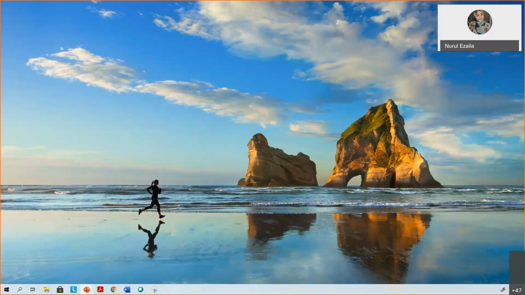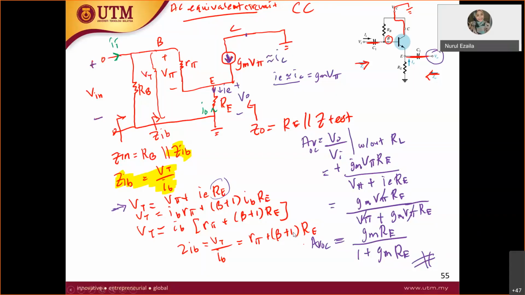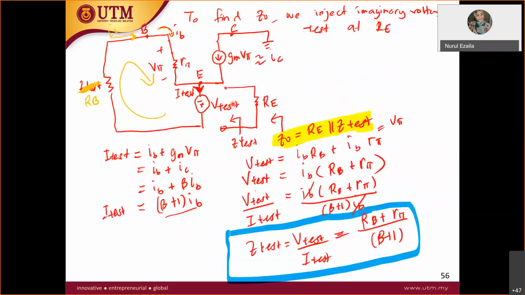So I just want to recall. This is the equivalent circuit for the common collector. You can see it is similar to the common drain just now, where the collector is grounded. You have to find the Zout over here with Vtest and Itest. We detach RE and inject Vtest, minus plus because the current is going down, and then we find Ztest. How to find Ztest? It is equal to Vtest over Itest.